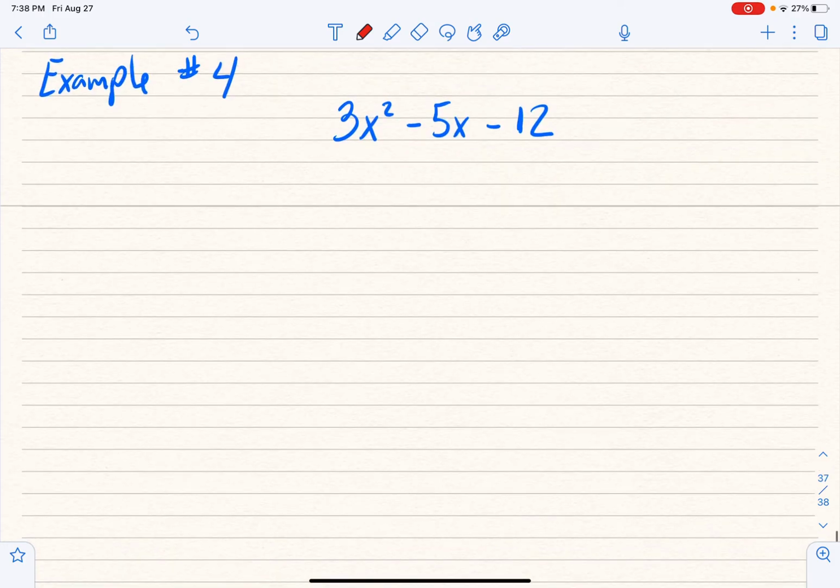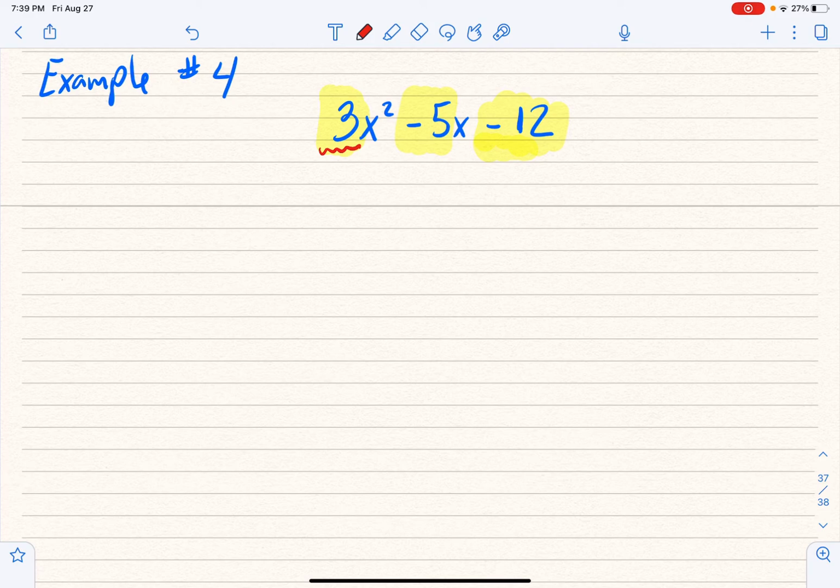See, what happens is if you've got a coefficient on that leading term, then all of a sudden this doesn't work. You can't say, hey, what are two numbers that multiply together to give me negative 12, but when I add them, I get negative 5? You go, well, 3 and 4, no, 2 and 6, no, 1 and 12, no, nothing. And it's because it has this leading coefficient.